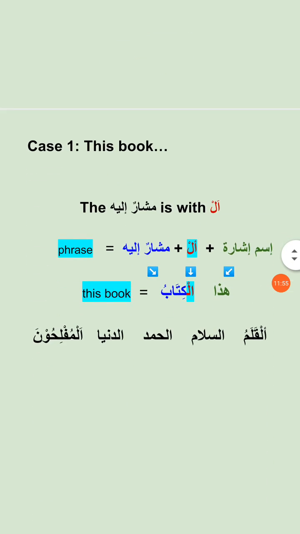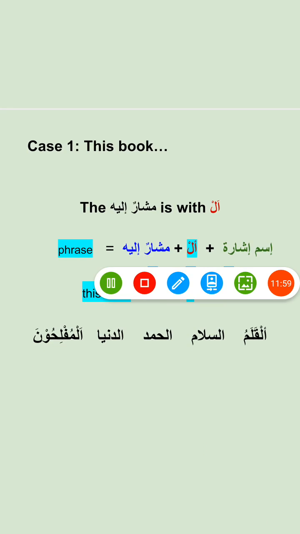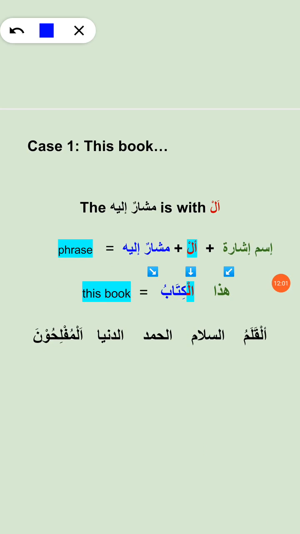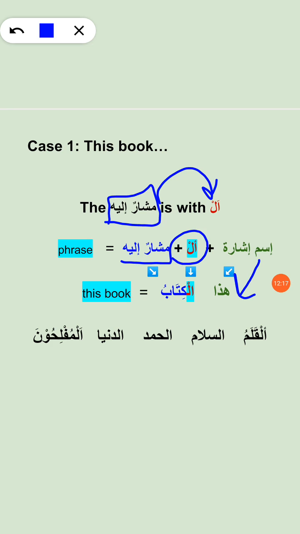So our first case is "this book," which simply means a phrase, okay? All right. How can we identify? If the musharun ilay is coupled with al, it's a phrase. Okay, so you have your ism ishara, for example, haza. Then you have your musharun ilay, which is coupled or prefixed with al. So that means it's a phrase.